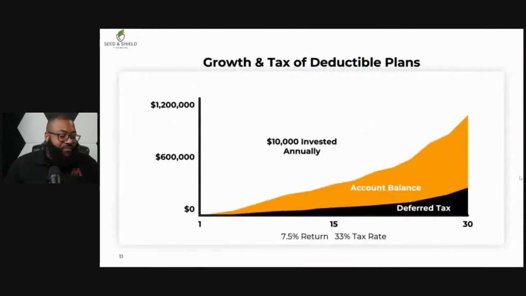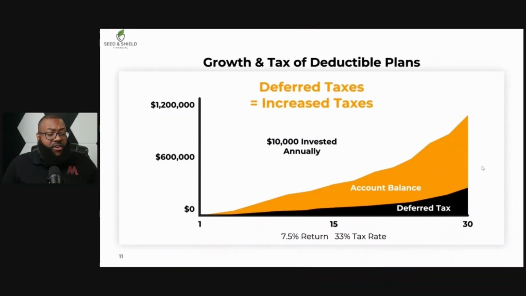Okay. So this chart right here kind of just shows you that if someone invested $10,000 a year for 30 years, you can see the account balance will grow, but you see that sneaky deferred tax bucket that's there. So this $1 million is not really their $1 million.